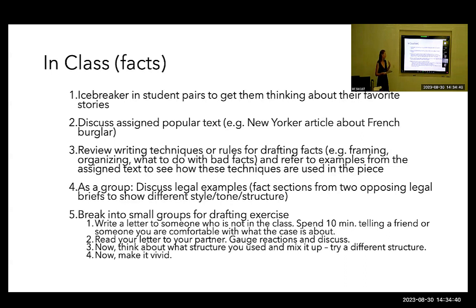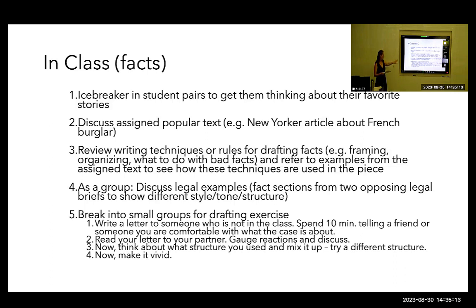Again, I use fact sections from 2 opposing legal briefs. So you've got the perspective of the plaintiff and the perspective of the defendant on the same story. And oftentimes you would never know. I mean, sometimes you have no idea that it's the same story because the issues they're focusing on are very different. So it really gets the students thinking about, I have a lot of freedom to write this thing in a way that is effective for me and still pass the credibility bar.